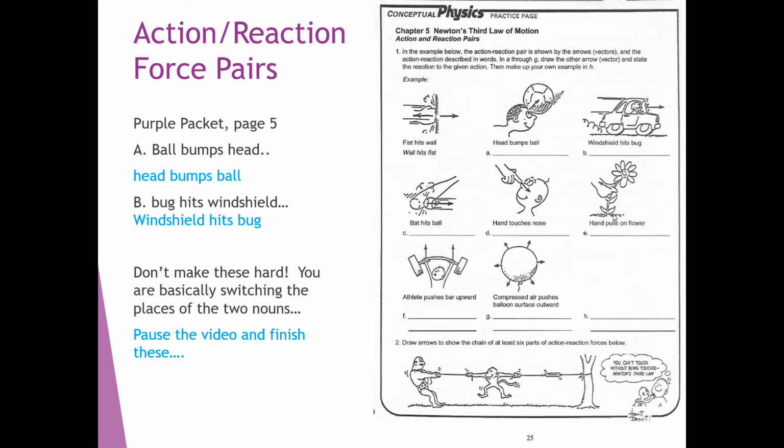Action-reaction force pairs. I'm going to have you do a few examples here, okay? And so what you're going to do in number 1, which has a number of different parts, you're going to fill in the reaction force pair, which is here. So in letter A, the action one is the head bumps the ball. So the reaction to that would be the ball bumps the head. And for letter B, the windshield hits the bug, so therefore the bug hits the windshield.